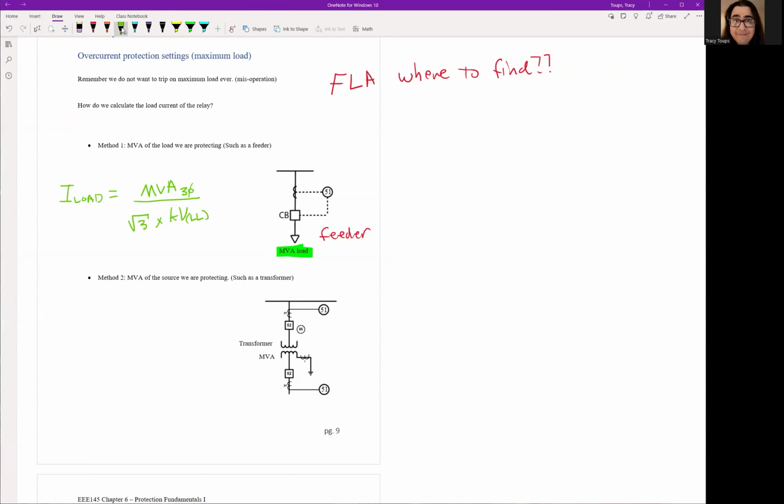And so most people end up forgetting the square root of 3, and so the numbers are all jacked up. So anytime you do load current, just remember MVA divided by root 3 times kV.